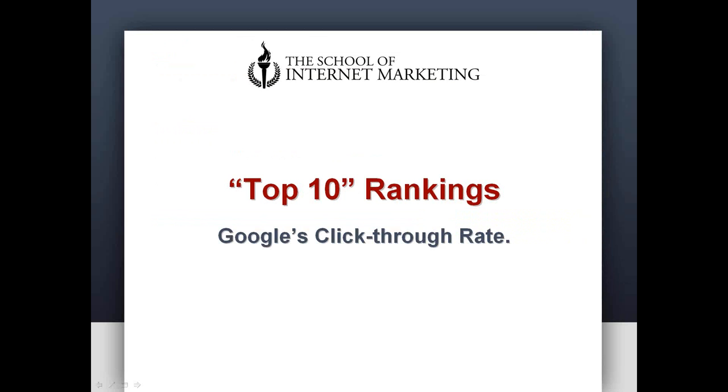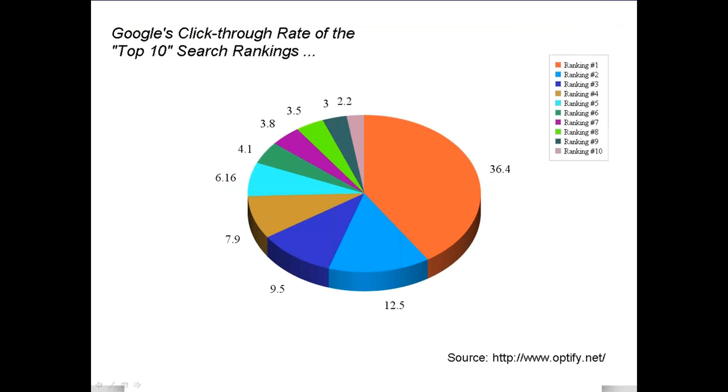So with this in mind, you're going to find that the top 10 rankings are really important. If you break it down and have a look at Google's click-through rate, if you study this little pie chart here, I think you're going to be amazed at what you see. Essentially, this is Google's click-through rate of the top 10 search results, or the top 10 search rankings.